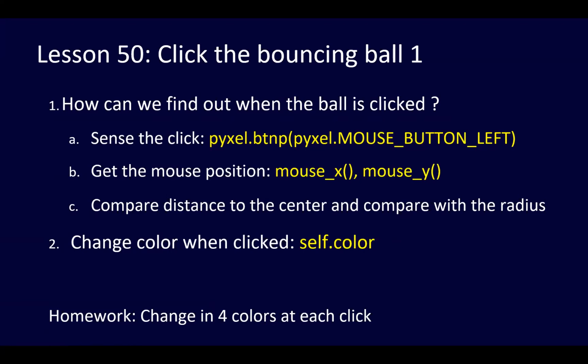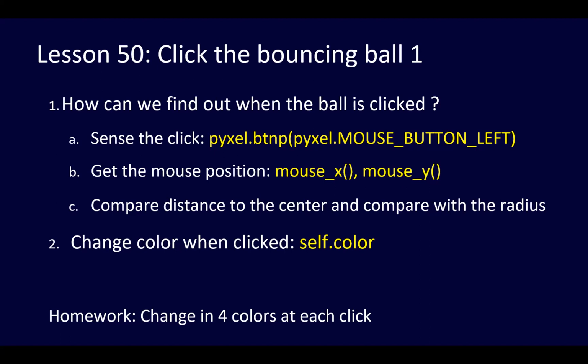So last time, lesson 50, the bouncing ball one. In lesson 49, we implemented it so that the ball bounces on the wall. And then last time, in lesson 50, we learned how to click the ball with the mouse, and decide whether the click is in the ball or not.